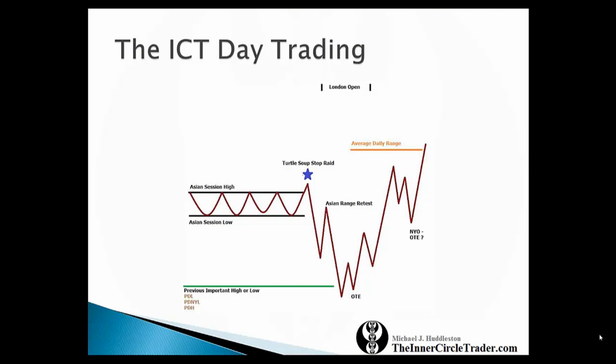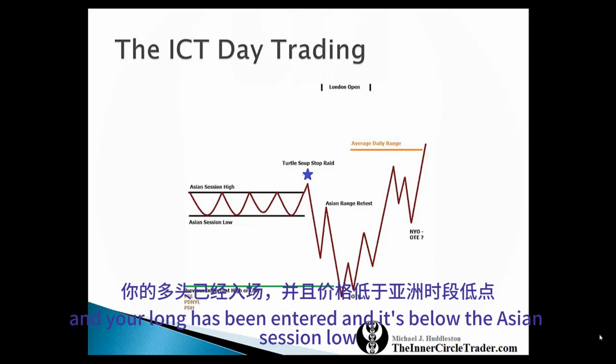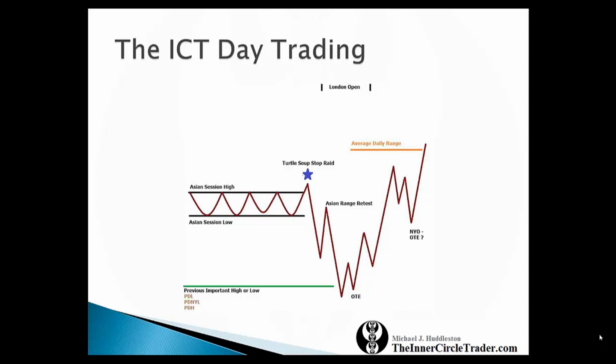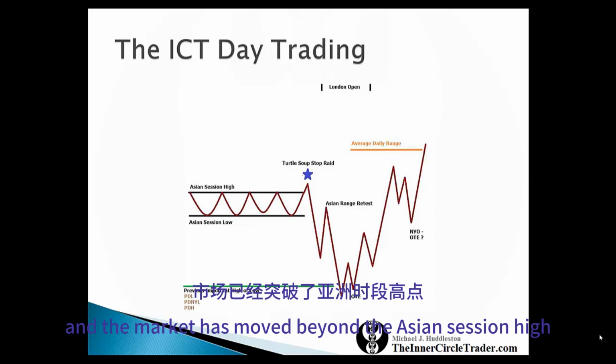Okay. Once the Asian session high is breached, and your long has been entered and it's below the Asian session low, in other words, let's repeat that. Your entry is below the Asian session low, and the market has moved beyond the Asian session high.